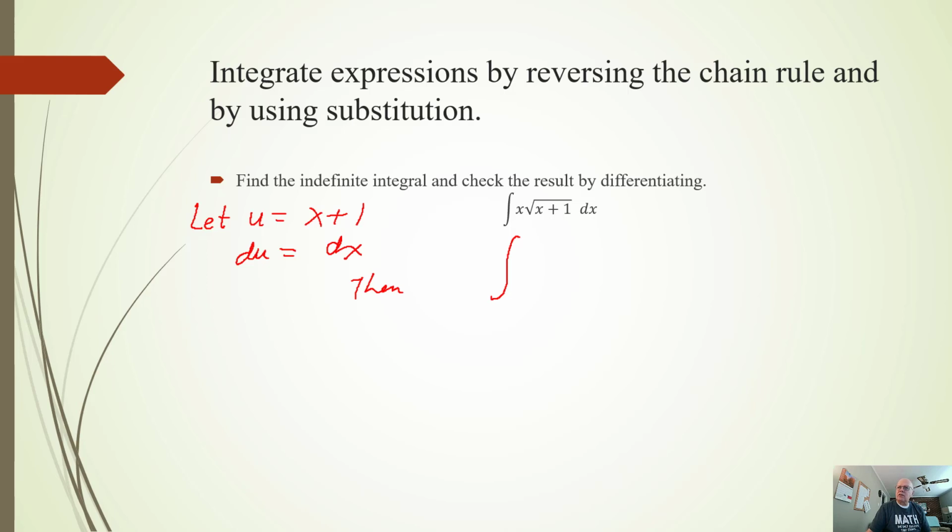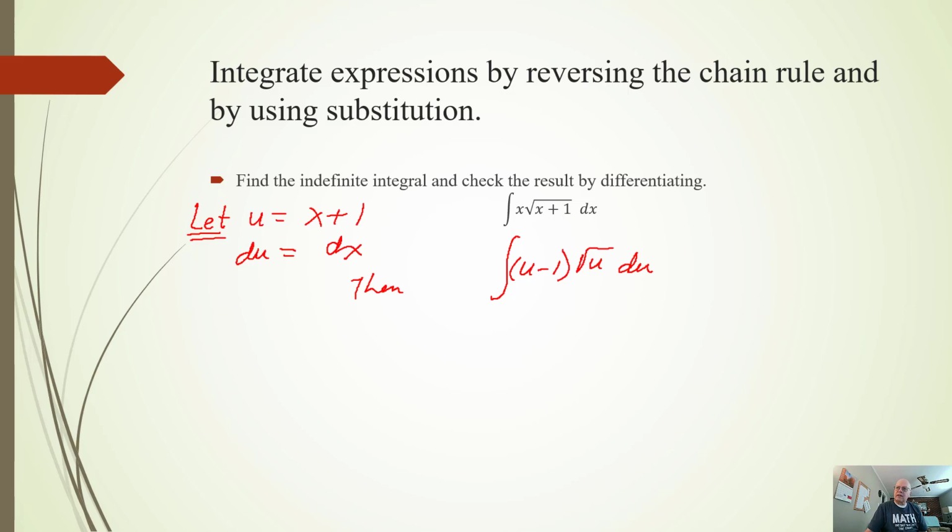So now here's the sort of weird one right here. We've got x. What's x equal to? X is equal to u minus 1. So this is an unusual one. This x is u minus 1. Going back to our substitution, the second part would be the square root of u. And since du and dx are the same, there's our integral.